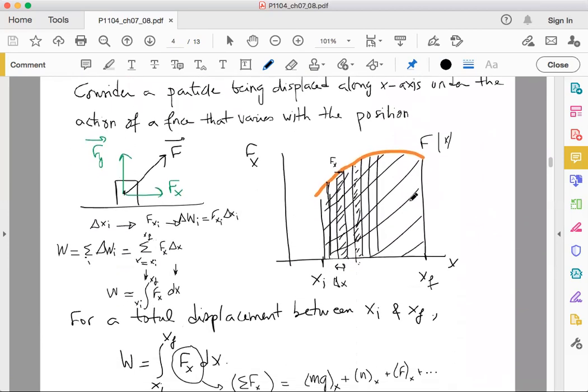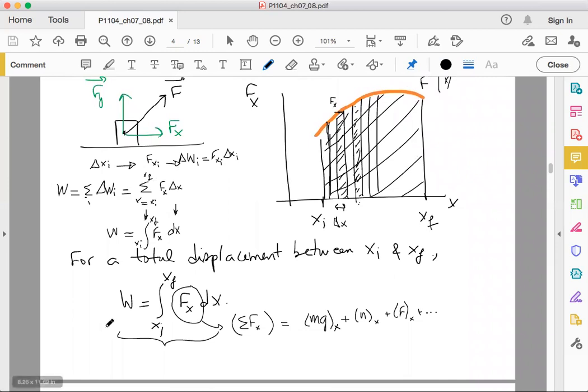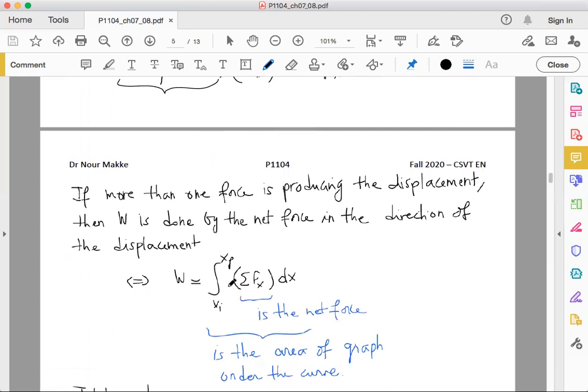Now, what about the work done by a varying force? What you need to know in this case is that W is the integral of Fx dx, where the integral goes from the initial to the final position. Fx is the component of the force along the displacement, and dx is the infinitesimal displacement. So this is what you need to know from this section. And also you need to know that W is equal to the integral of the sum of Fx dx, to say that the net force acting along the direction of the displacement is the one that we should consider when we consider the total work.